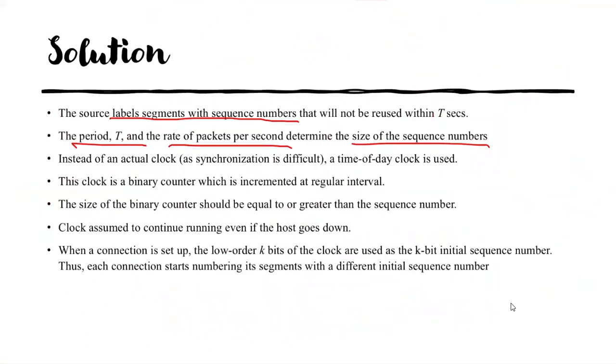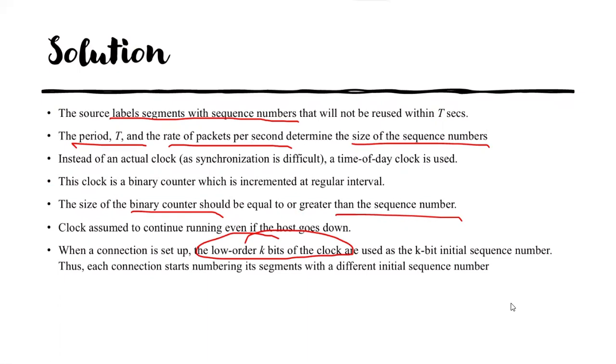So coming back to our solution, this is what we are going to do. This clock is a binary counter, which is incremented at regular intervals, and the size of the binary counter will be equal to or greater than the sequence number. This clock is assumed to be running even if the host goes down. When the connection is set up, the first lower order k bits of the clock are used as the k bit initial sequence number.